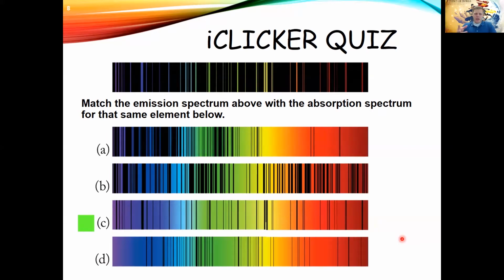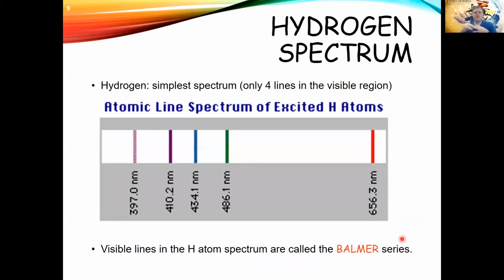All right, so let's talk about these lines now, though, and get into where they're coming from. Scientists started by studying hydrogen because it had the simplest emission spectrum. There are only these 4 lines in the visible spectrum. And then it actually has a lot of lines in the IR and UV region. So for example, this 397 nanometer line is in the UV region. But it only had 4 that the scientists could see right away.